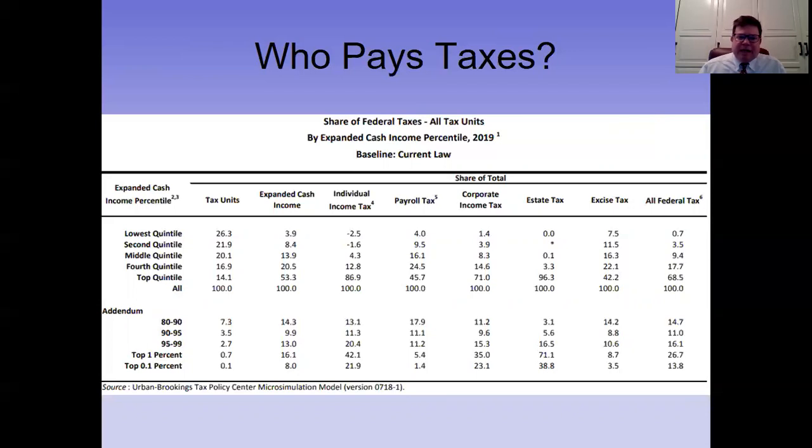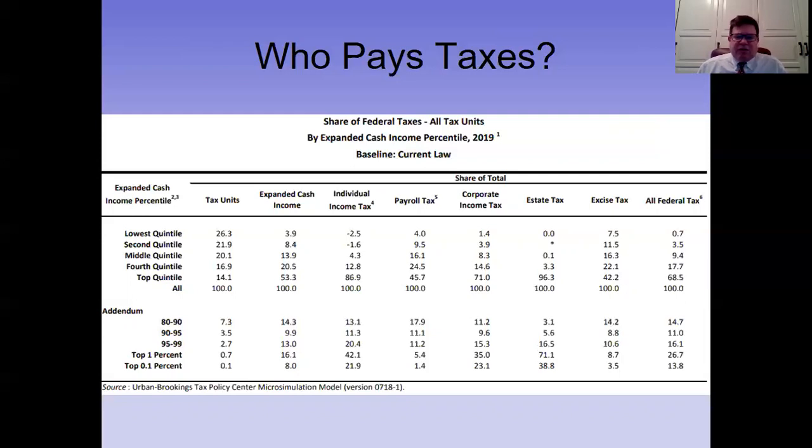If you go down to the bottom category, you'll also see it broken out by other increments. You'll see here that the top 1% in the United States pays 26.7% of all taxes, and the top 0.1% pays 13.8%, right? So the top 1/10 of 1% of earners in the United States pay the same amount as the bottom 60% do in this country.